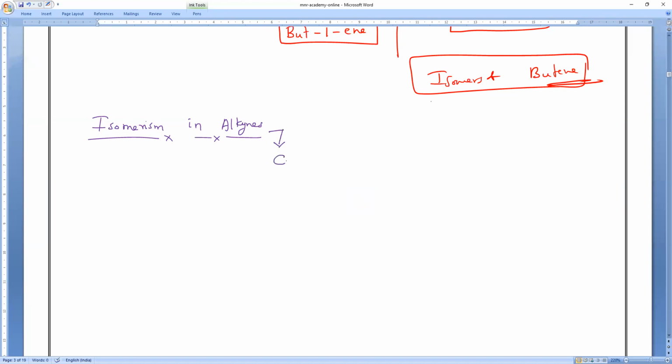Isomerism in alkynes. General formula, please. Alkynes general formula, everybody: CnH2n minus 2. So here also, does n equal to 1 exist or not? Everybody, n equal to 1 does not exist, not possible at all. At least how many carbons? At least n equals 2 carbons. So what is the structure? C triple bond C. At least how many triple bonds? At least 1 triple bond.